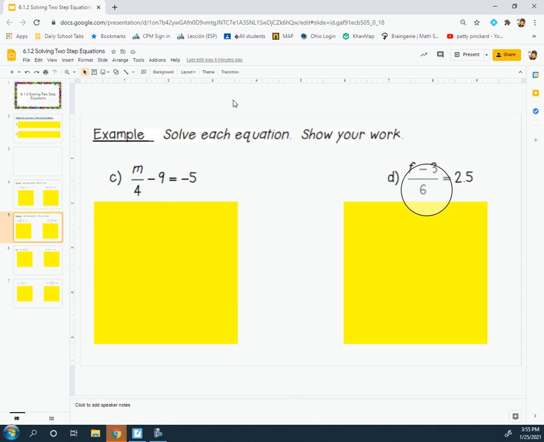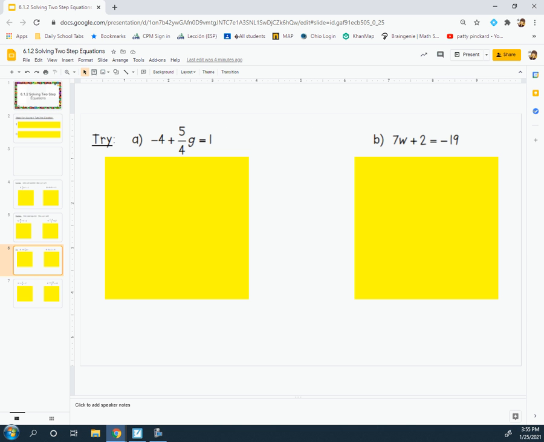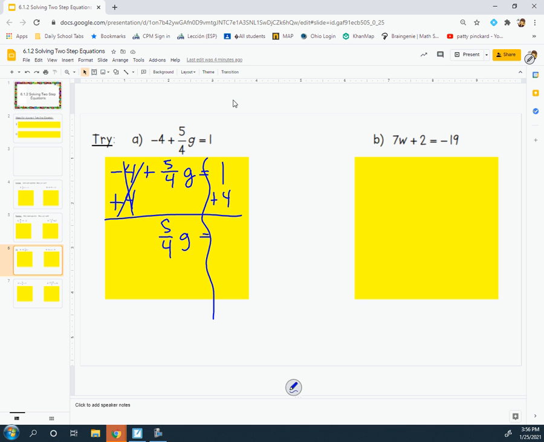So we'll go through the try it problems. So hopefully you try the next set before. Pause the video, try them on your own, see if you get the right answer. Okay? So in this one, I get negative 4 plus 5 fourths g equals 1. You add 4 to both sides. I get 5 fourths g equals 5.